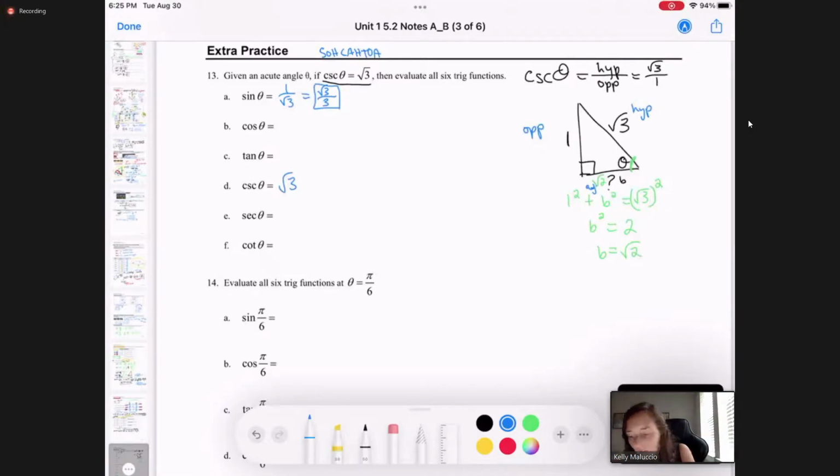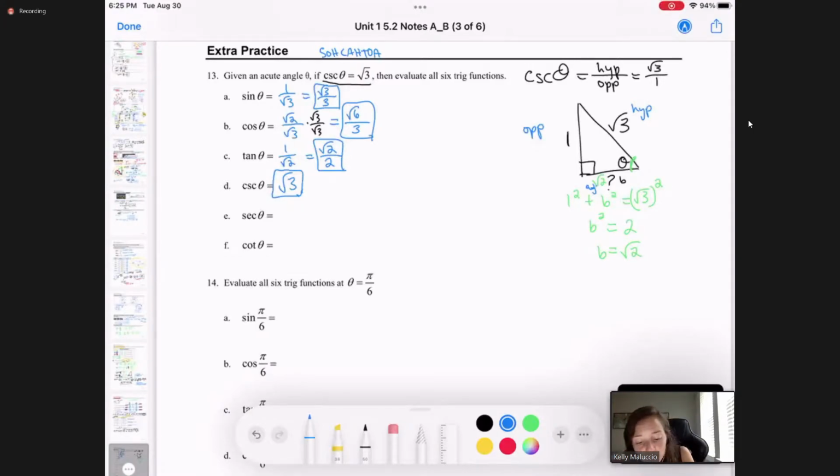Cosine is adjacent over hypotenuse. So what was it? Square root of 2 over square root of 3. Ooh, that's nasty. But we only have to rationalize the bottom. So we multiply, maybe I should write this out, we multiply by square root of 3 over square root of 3. And we get square root of 6 over 3, right? Tangent is opposite over adjacent. So 1 over square root of 2, which is just root 2 over 2. They gave us cosecant, so I feel like we're cheating, but we're totally not. They gave it to us.